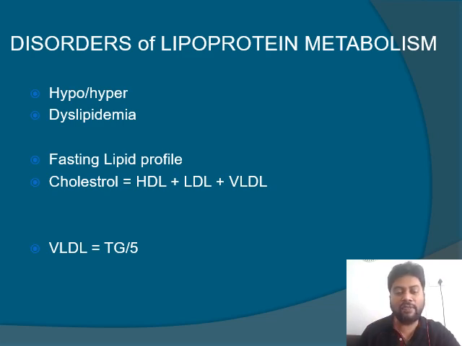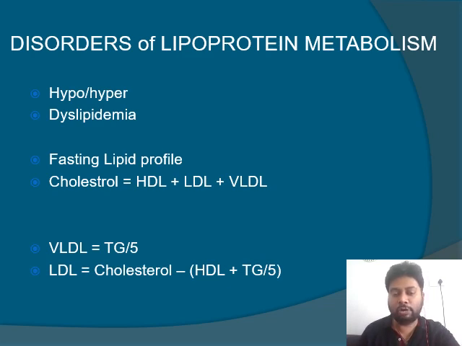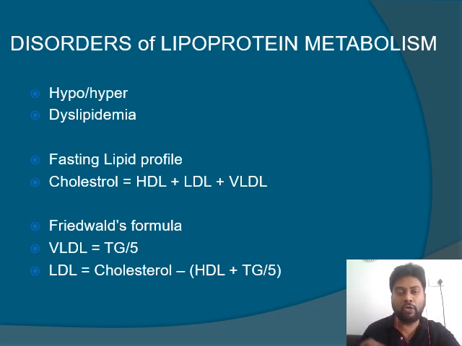Next, once you know the VLDL cholesterol level, you can easily calculate the LDL cholesterol using this formula. When you subtract HDL and VLDL from total cholesterol, you will easily get LDL cholesterol. The formula used to calculate these LDL and VLDL values is called the Friedewald formula. But we cannot apply this formula every time. We can apply it only when the triglyceride level is less than 400 milligrams per deciliter. If it is more than that, you have to go for direct LDL estimation, and after finding the LDL, you can calculate the VLDL.